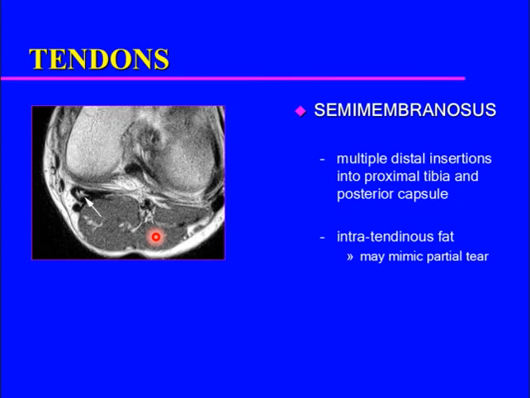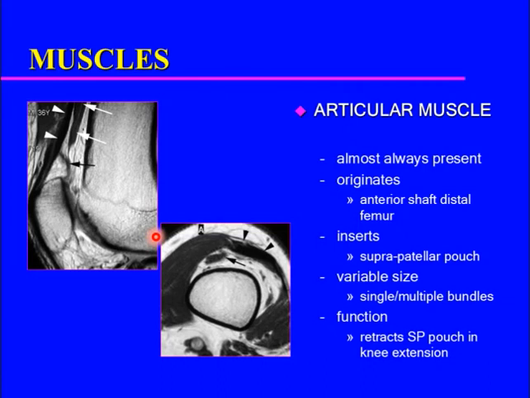Okay. There is something called the articular muscles, almost always present. They originate from the anterior shaft of the distal femur and insert into the suprapatellar notch. It has a variable size, can be single or multiple bundles, can be prominent, can be ill-defined, or small. Its function is to retract the suprapatellar pouch in knee extension.